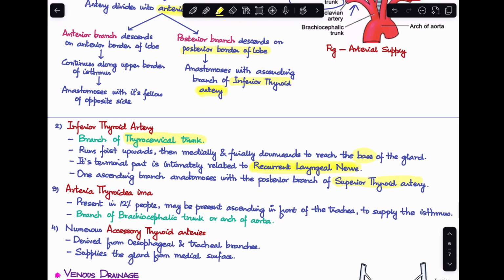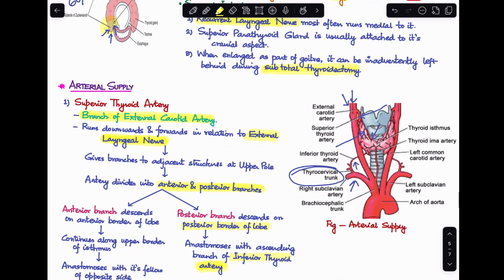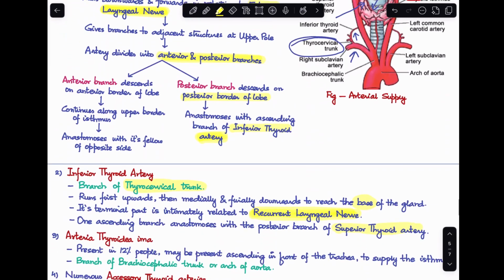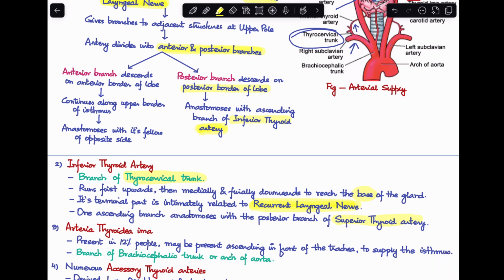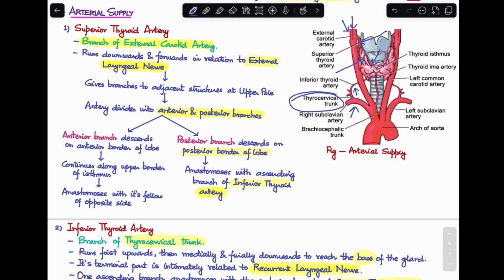Next artery is arteria thyroidea ima. Now, arteria thyroidea ima is not a branch that we are seeing in all individuals. It is only seen in 12% of people, and it is usually present ascending in front of the trachea to supply the isthmus. This is usually a branch of the brachiocephalic trunk or the arch of aorta. You can see in the image over here, this is the brachiocephalic trunk. This gives rise to the arteria thyroidea ima, and it goes and supplies the isthmus of the thyroid gland.